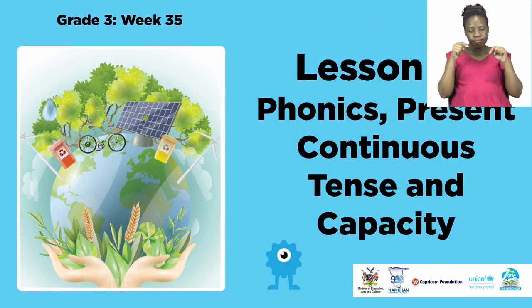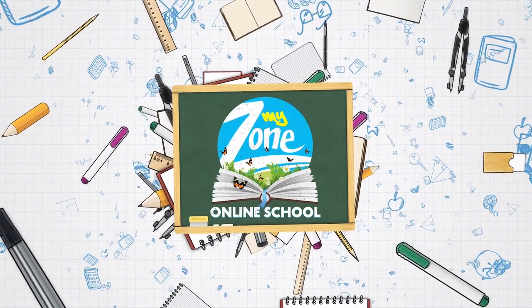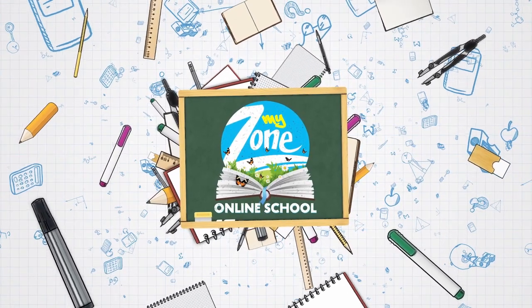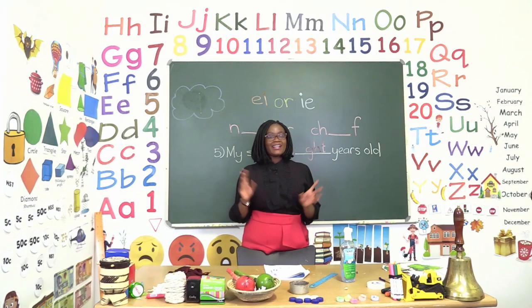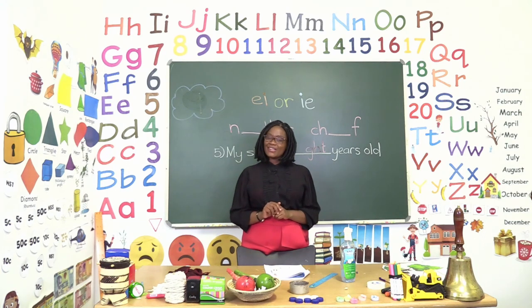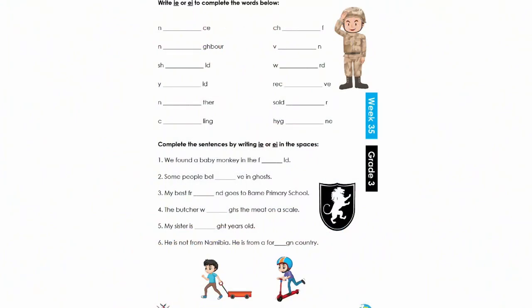For today's lesson, we will be talking about phonics, present continuous tense, and capacity. Now, boys and girls, let us start our lesson by going to page 9. On page 9, we are going to be doing the phonics sound. Now, today we have I, E, and then E, I.